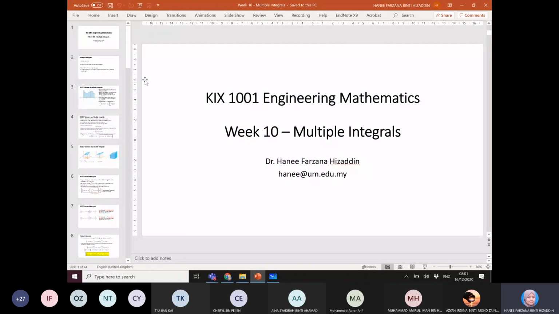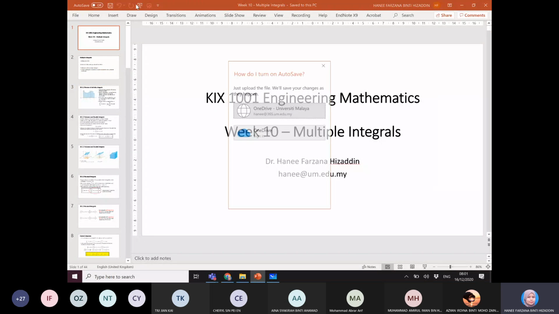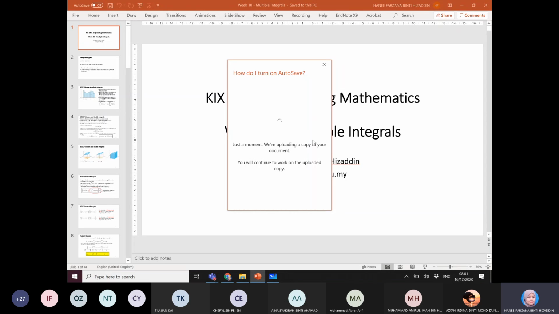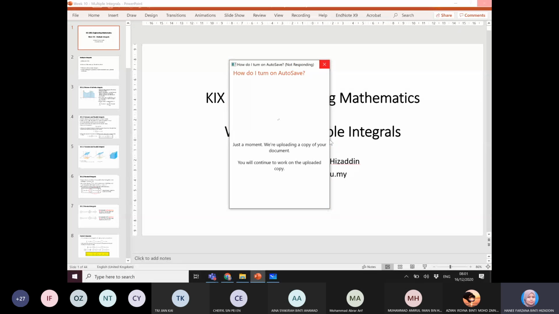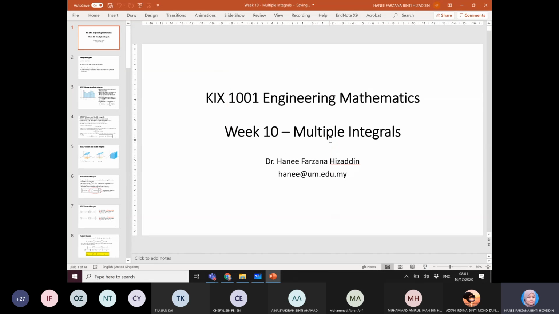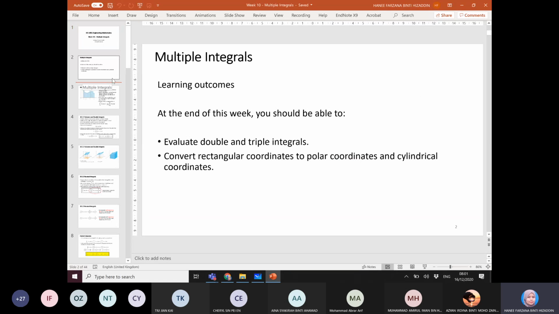This week's topic is multiple integrals. As you know, we are starting one week early for maths, so although it's week 9, we continue with the topic for week 10, which is the multiple integral. By the end of this week, by tomorrow, you should be able to evaluate double and triple integrals, and also convert rectangular coordinates to polar coordinates and cylindrical coordinates.